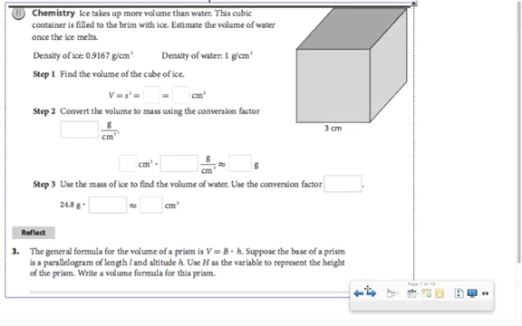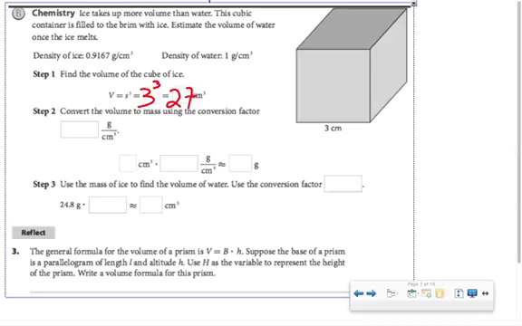Similar idea here. I am given the density of ice and the density of water. What am I trying to find out? It says ice takes up more volume than water. This cubic container is filled to the brim with ice. Estimate the volume of water once the ice melts. So we're going to find the volume of the cube of ice. Since it's a cube, I would do s to the third power, so that's 3 to the third power, which is 27.